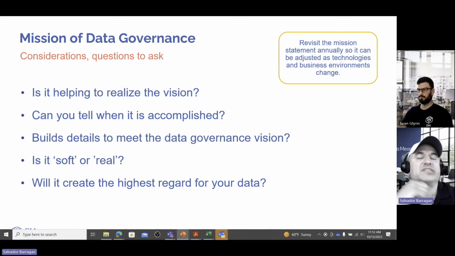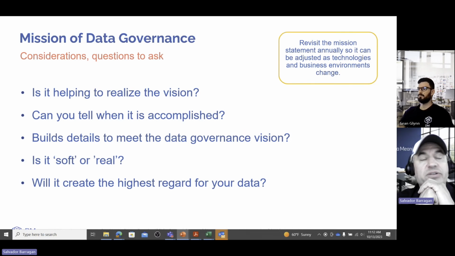You want to build details that meet that data governance vision. So there's another aspect of aligning with that vision, making sure that they're both aligned, so that one builds upon the other. Next one, is it real, is it tangible, or is it something that really cannot be met? So it has to be realistic. And will it create the greatest return for your data? Does it have that highest regard for your data? That's something you really want to think about, because sometimes we lose traction, we lose specificity when we start developing mission statements, and we forget: does this really address what we need for data?